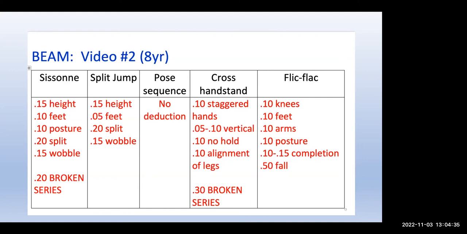The pose sequence didn't have a deduction. The cross handstand, the staggered hands: 0.5 to 1 for vertical, 1/10 for hold, the alignment of the legs, and then she stops after she sits down, and there's a broken acro series. You must connect those two. On the flick flack, 1/10 for the knees, 1/10 for the feet. You can see all those deductions that we have. 1 to 1.5 for completion.